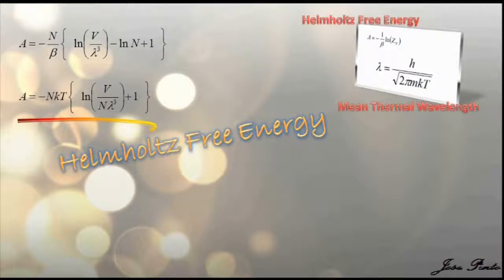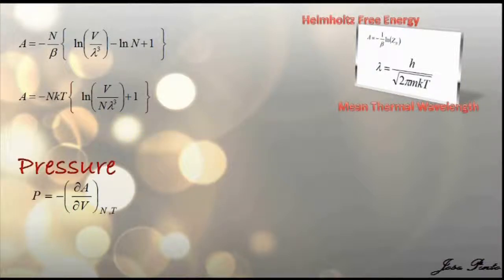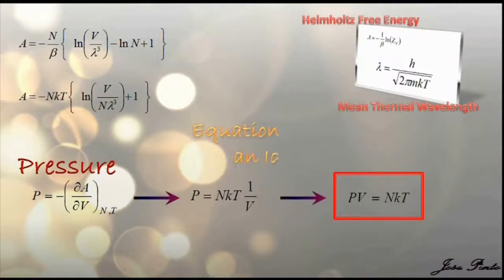Let's take for example pressure. This is just a simple derivative of this function A. Derivative with respect to volume, taking N and T constant. Then the pressure becomes nkT over V, and this obviously is the equation of state for an ideal gas. So we have derived the ideal gas law. Well duh, we started with an ideal gas, we're supposed to get that.